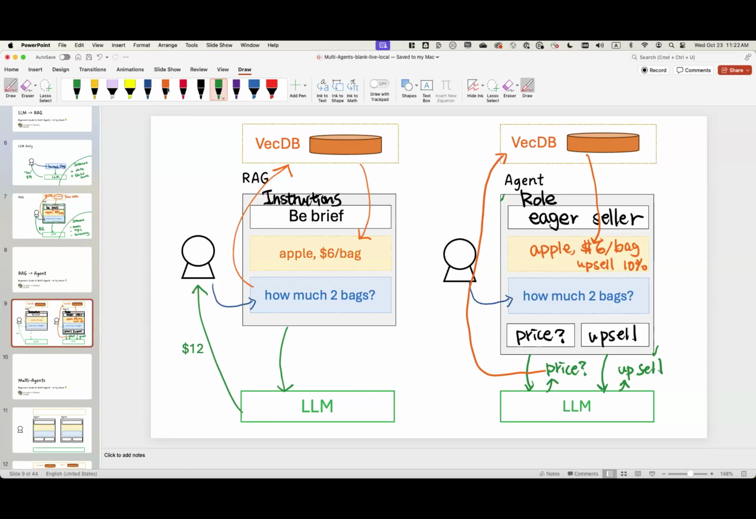When you upsell, the agent goes back to the user saying, how about you want to get two bags, but I'm offering three for $15? How about that? It worked out to be about 10, 15% off, I think. So instead of paying $12 for two bags, this agent was able to act more like an eager seller and actually offer not just a straight answer about two bags, but three for $15. Do you want to take it or not? So this is trying to show you the contrast between RAG and agent.